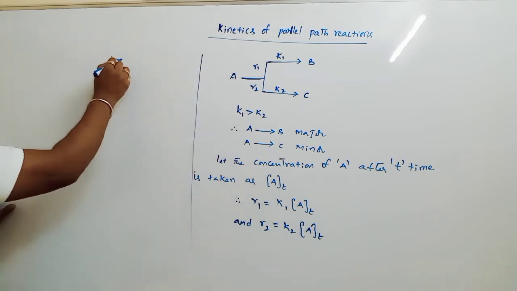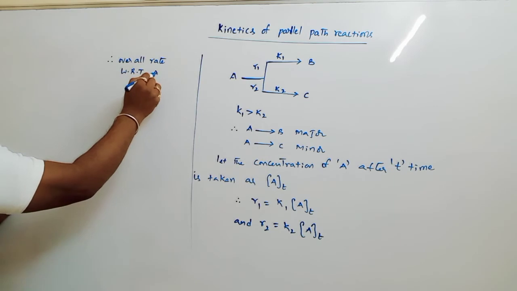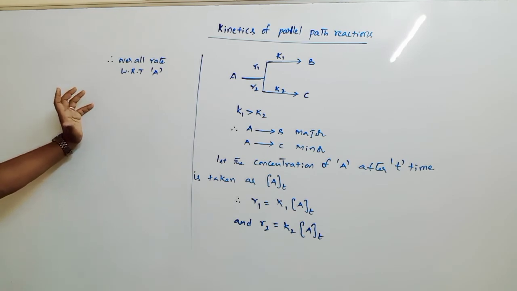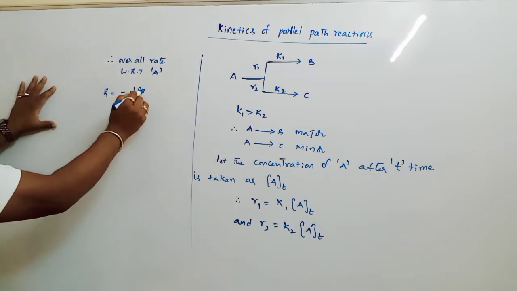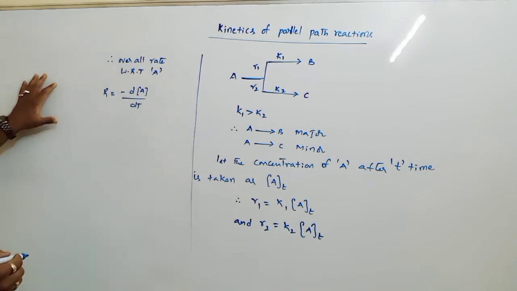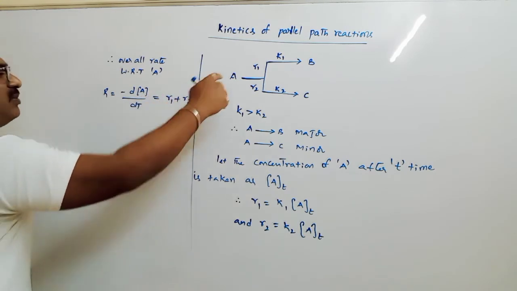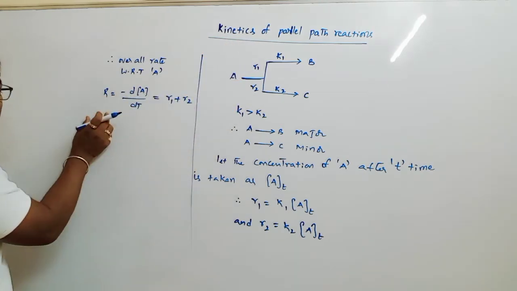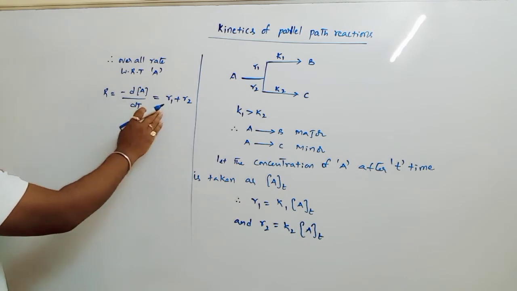Therefore, the overall rate with respect to A. Overall rate at which A reacts, how can we write it? R equal to minus d concentration of A by dt. That is equal to R1 plus R2, because these two are parallel reactions, so the sum of the rates of these two is equal to the overall rate. Overall rate is equal to the sum of the rates of the major and minor reaction. So R is equal to R1 plus R2.